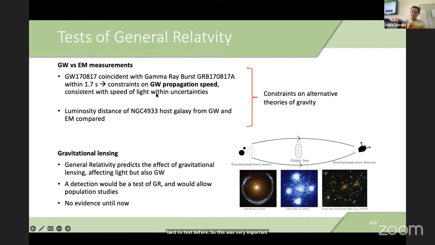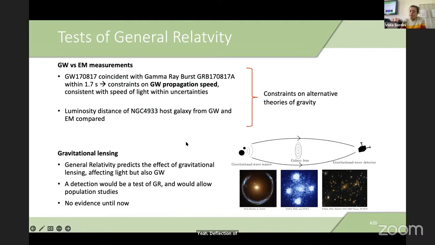Another thing that general relativity predicts is the effect of lensing, right? Lensing we do observe for light. When light goes through a place where there's a very strong gravitational field, it can be deflected. So you have here example images of some deflection of light due to lensing.